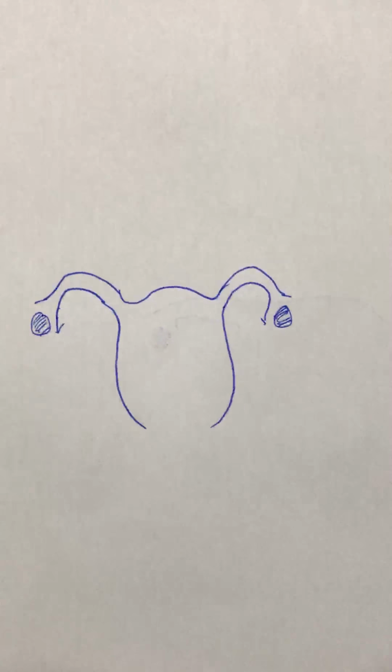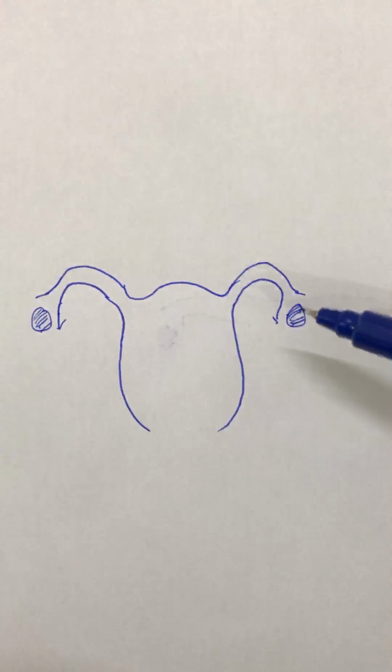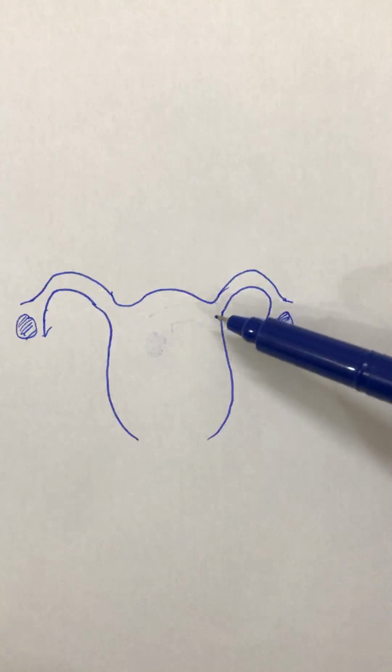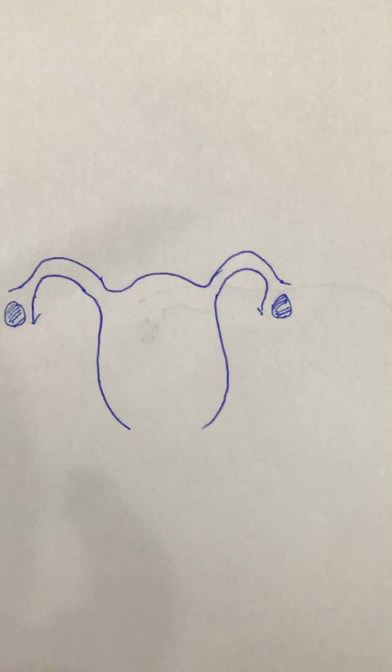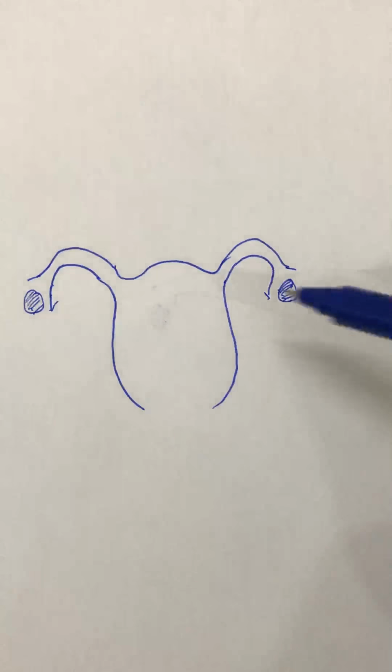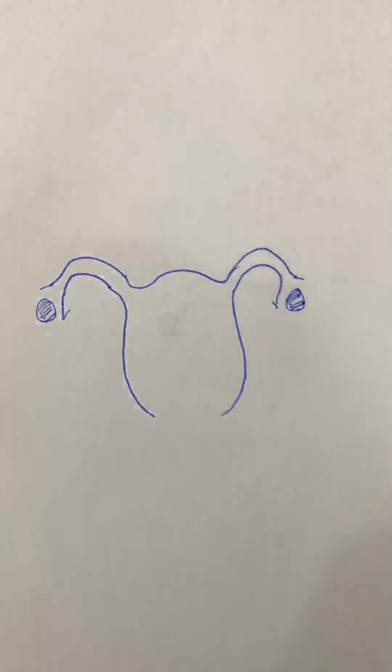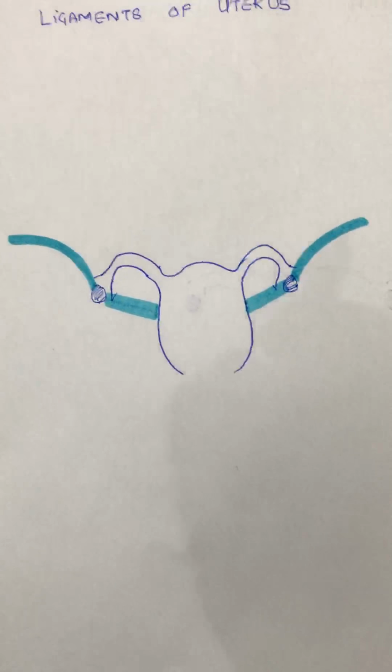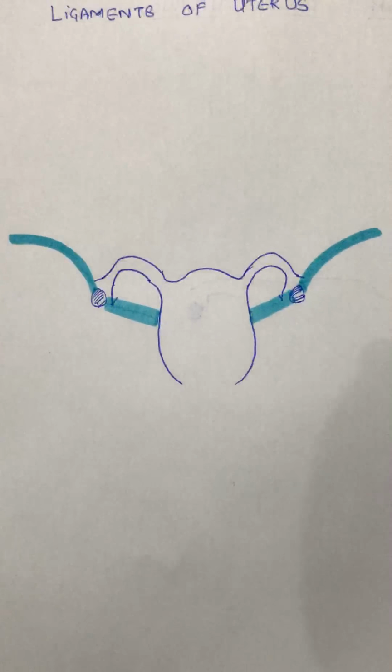Ligaments of the uterus. So here is a simplified diagram with ovaries, the fallopian tubes and the uterus. Now first we will look at the ligaments of the ovary. So there are two ligaments of ovary.